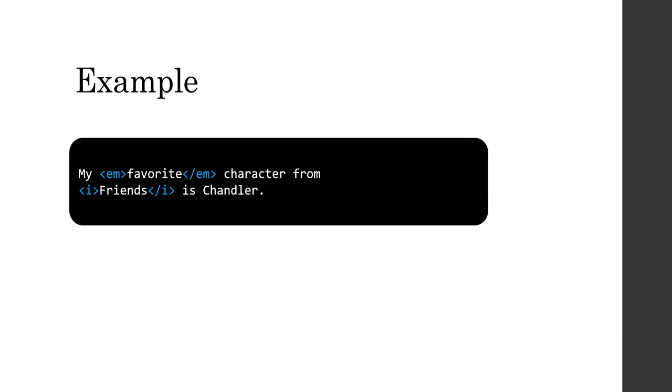Here we have added the em tag to favorite to add verbal emotion to it. Then we have a simple i tag for italics for the word friends. Now the HTML knows that the word favorite has more verbal emotion than the word friends. Let's try that in our code. Let's see how that looks in the browser.